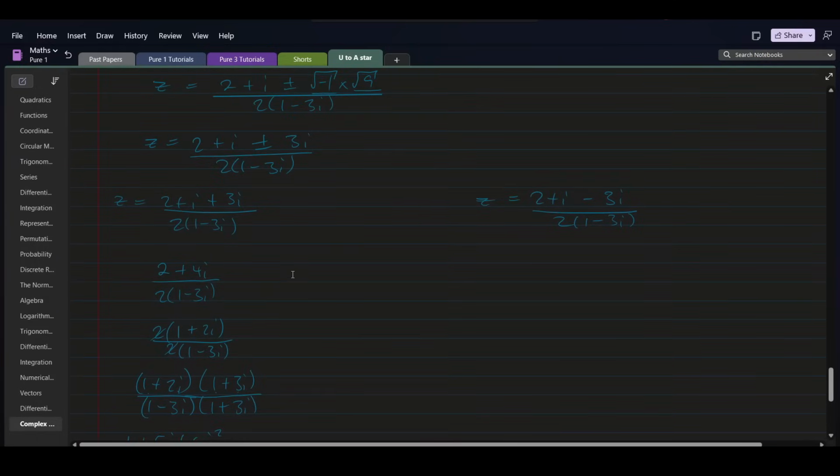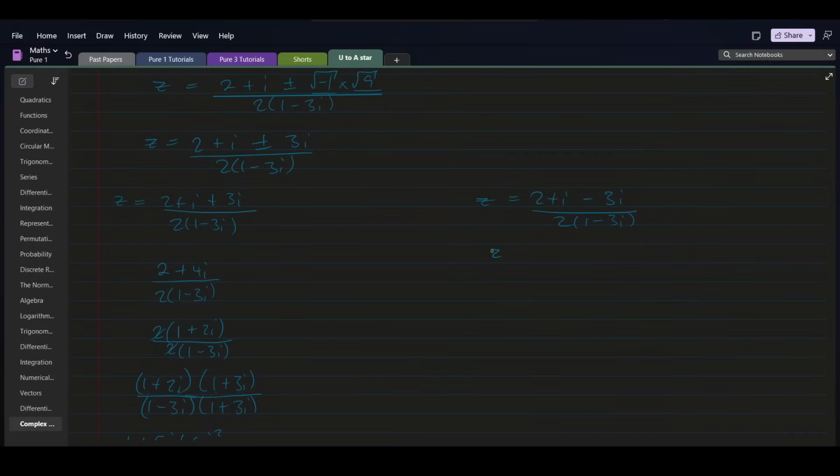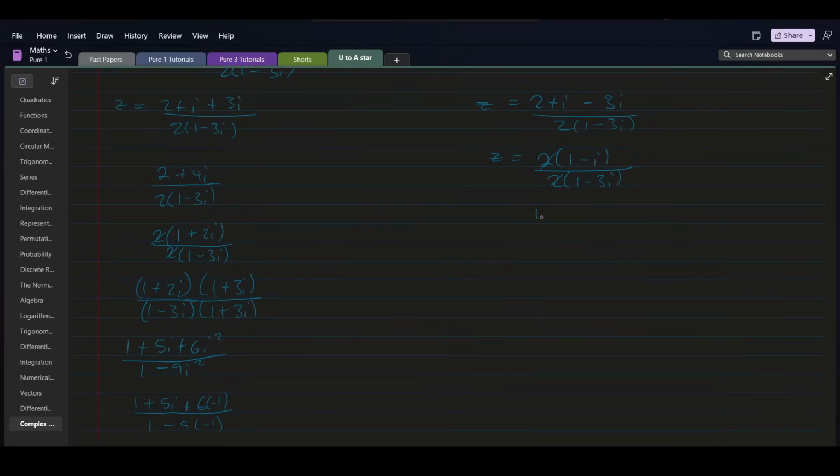Now let's find the other solution here. So this is z is equal to 2i minus 3i, which is minus 2i. Okay, so let's just factor out the 2 instantly. That will be 2, we had 2 minus 2i, so that's 1 minus i, and this is over 2 times 1 minus 3i, so the 2 would cancel out, and then what we end up with is 1 minus i over 1 minus 3i. And so we have to express this in the form x plus iy, so we're multiplying by 1 plus 3i.